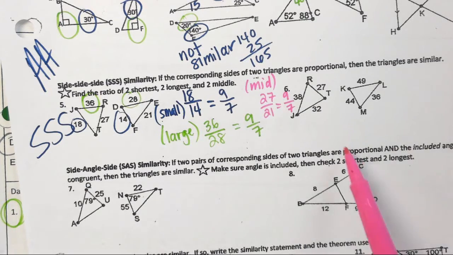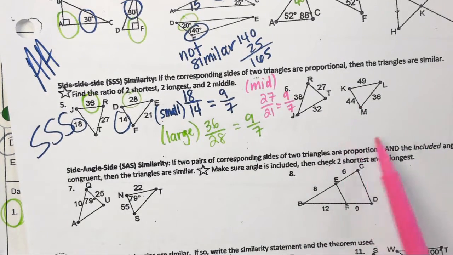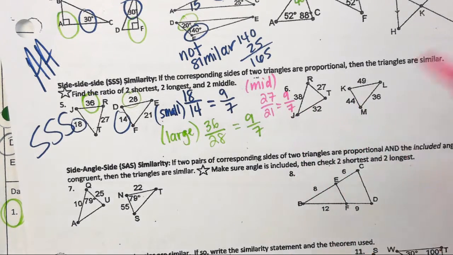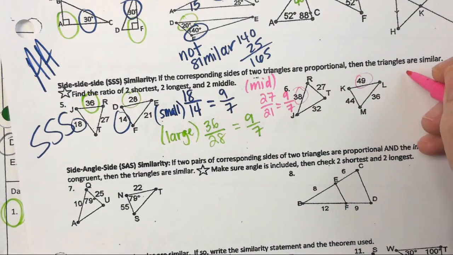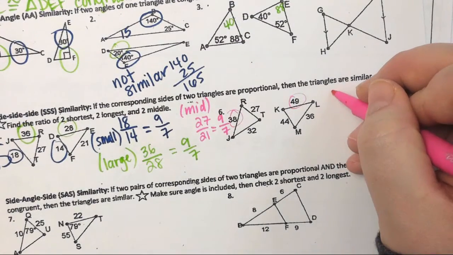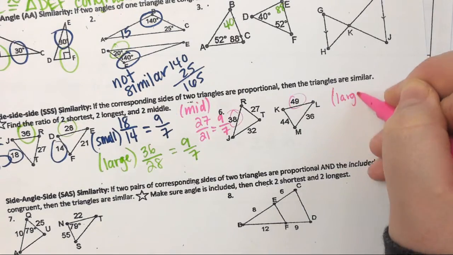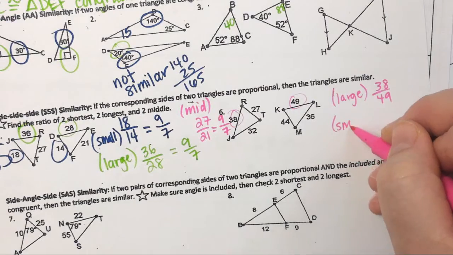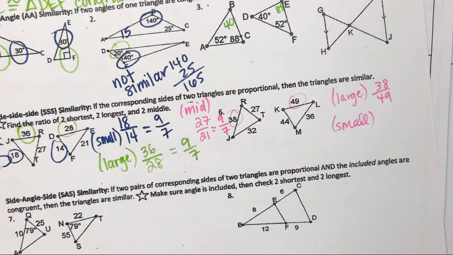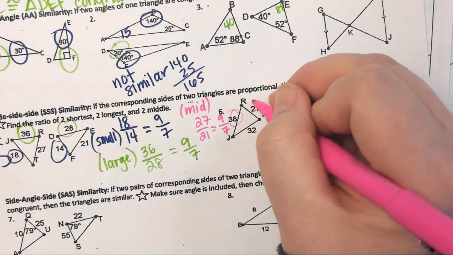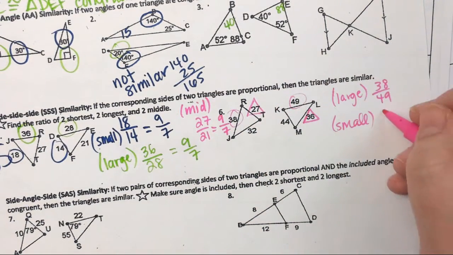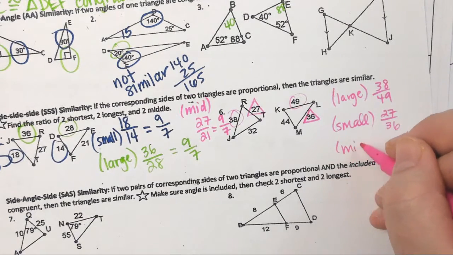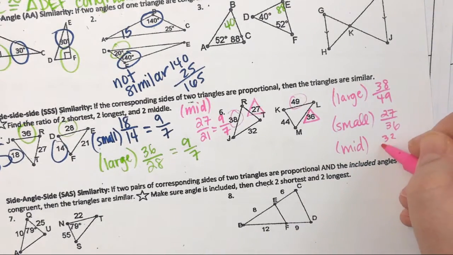Okay, I'm not going to do SSS again, but let's talk it through. I would want to do 38 with what number? I would want to do 38 and 49 because they're the biggest. So I guess I can do it if anyone wants it. Large would be 38 over 49. And then small, the smallest ones are 27 and 36. And then the middle ones are the ones that I haven't circled, so 32 and 44.